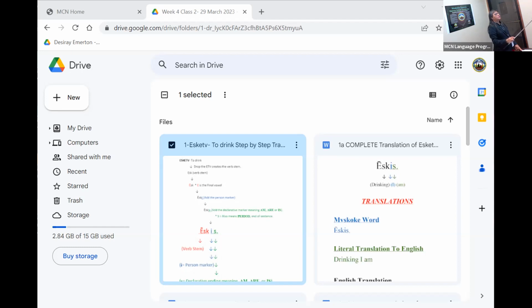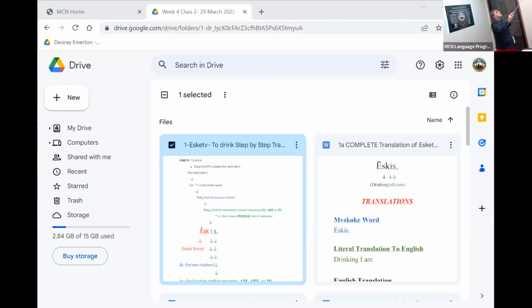Then you add the S, which is the declarative ending, which means am, are, and is. It's a repeat, but it helps. You've got your verb stem, your person marker, your declarative ending, and the period at the end of the sentence. Iskis. This is how you get from our infinitive verb to iskis: I am doing something. I am drinking.